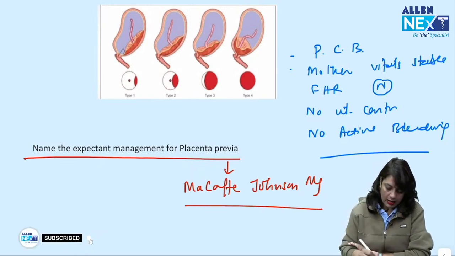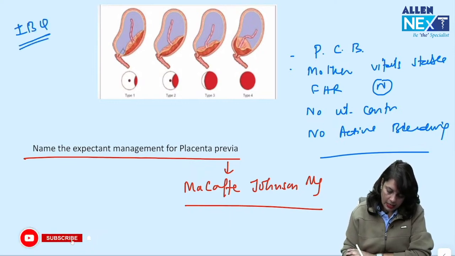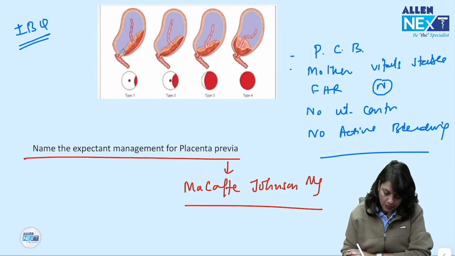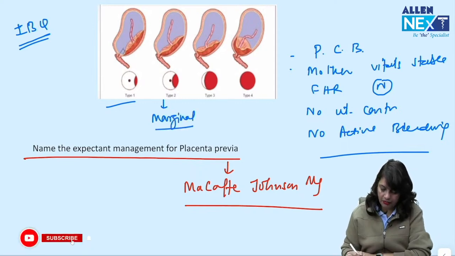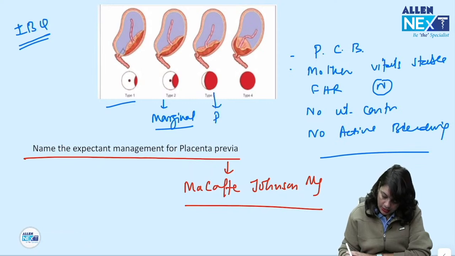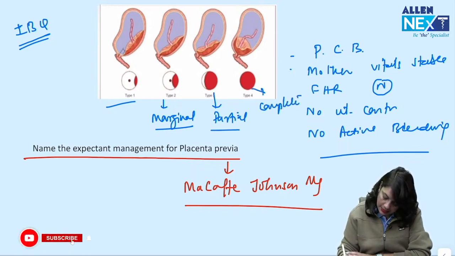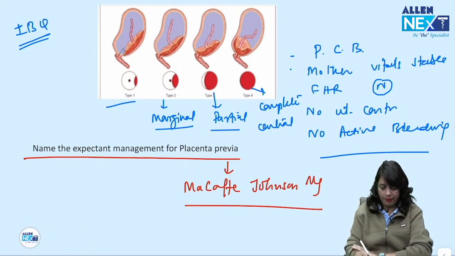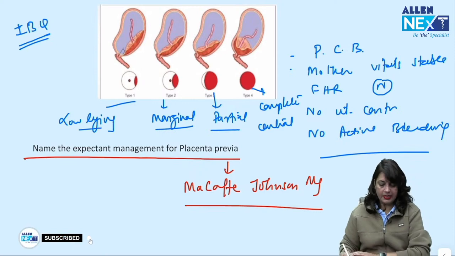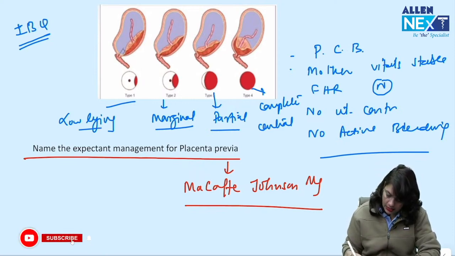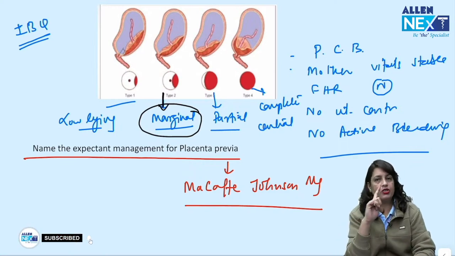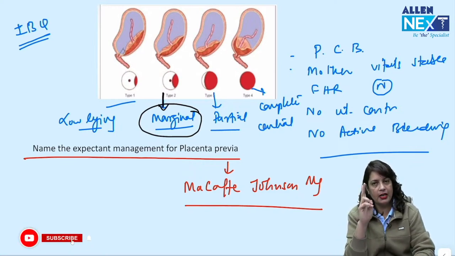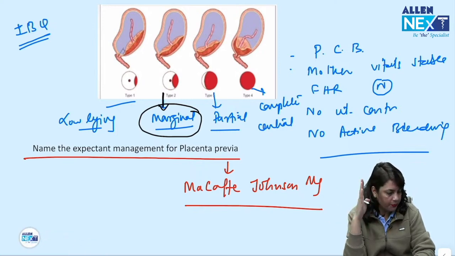So they have asked image based questions, like if the placenta is in the lower segment away from the os, that is type 1. If it is touching the os, that is called marginal placenta previa or type 2. If it is covering the os partially, that is called partial placenta previa, and this is complete placenta previa or central placenta previa, that is type 4, and this is called low lying placenta previa. So in your exam they have asked the marginal placenta previa. So be clear, where is the lower limit of the placenta? If it is touching the os, that is type 2. If it is covering the os partially, it is type 3. If it is covering the os, that is type 4.